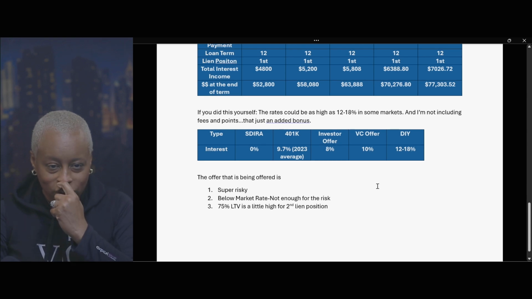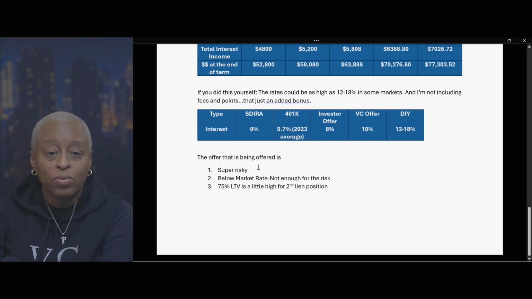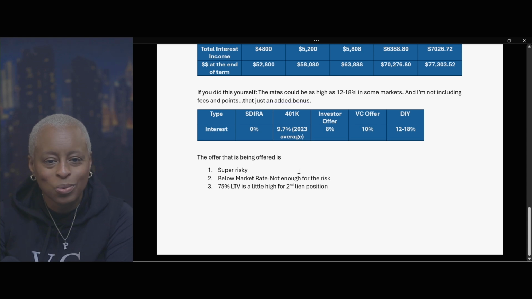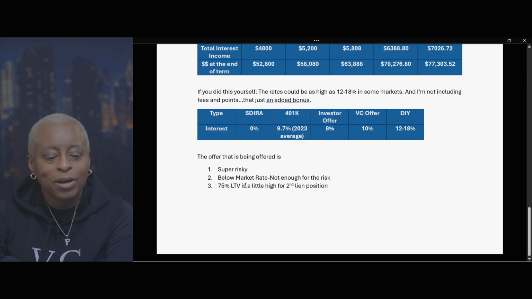So let's look at the offer again. The offer that is being offered is super risky, in my opinion. Why? We're in second lien position. There's all kinds of things that can possibly go wrong. We have below market rate. The interest payment is below market rate. So in this instance, is the juice worth the squeeze? My opinion, probably not. 75% LTV is a little high for second lien position. You probably want a little more than 25% of protective equity here.